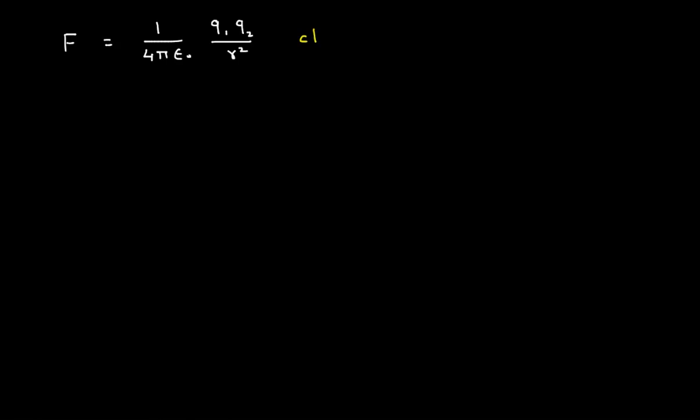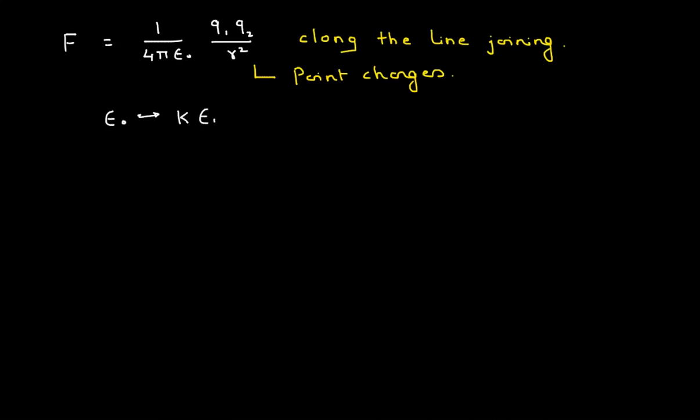The force is along the line joining the charges. And this is true only for point charges. If you keep it in a dielectric of dielectric constant K, epsilon naught will become K times epsilon naught, where K is the dielectric constant. So the force between the two charges will become 1 by K times the earlier force. Sometimes we call 1 by 4 pi epsilon naught itself some constant K, whose value is 9 into 10 to the power 9 in SI units.